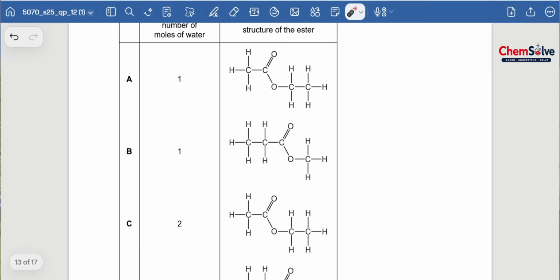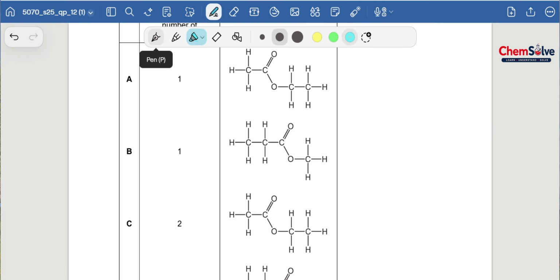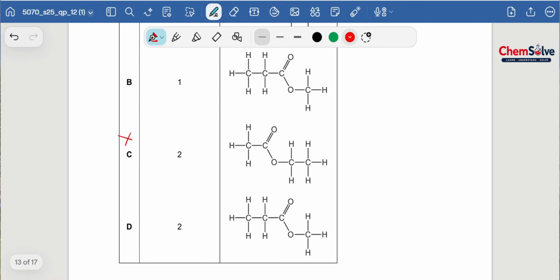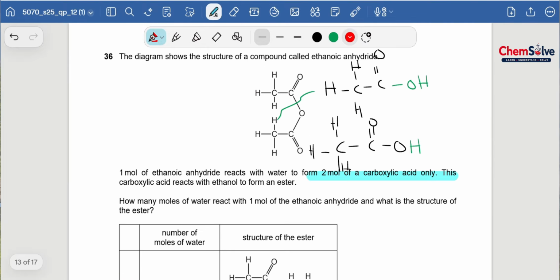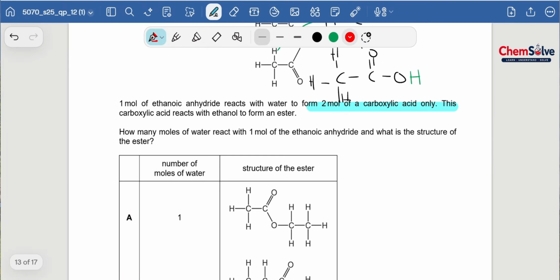Number of the water molecule I used is only 1. That's why option C is incorrect and also option D is incorrect. Now the competition is between option A and B because both of them are using 1 mole of the water. Okay, now I have to make the ester by using these carboxylic acid. So let's make the ester.